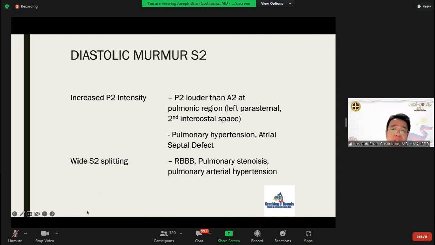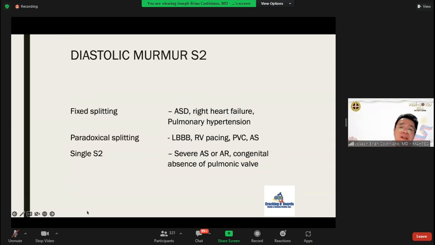hypertension. Diyos ko, Doc, hindi ko na ma-memorize yan, no? So, ano na lang, association na lang talaga, word association. Okay? Wide S2 splitting, pulmonic stenosis, and pulmonary arterial hypertension. Meanwhile, lumabas ito ha, fixed splitting. Pag fixed splitting, ang automatic na sagot dyan is ASD, atrial septal defect. Basta pag fixed splitting.